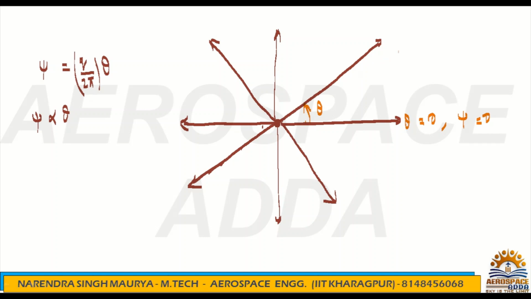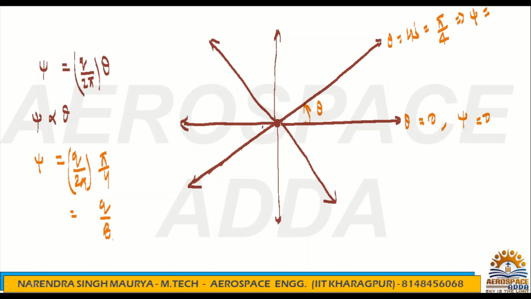Suppose, just for example, this is theta equal to 45 degrees. Convert this 45 degrees into radians, it will be pi by 4. Then what will be the ψ? ψ is q by 2 pi into theta. In radian I have taken pi by 4, so it becomes q by 8.